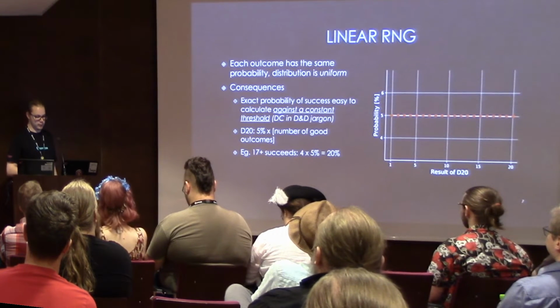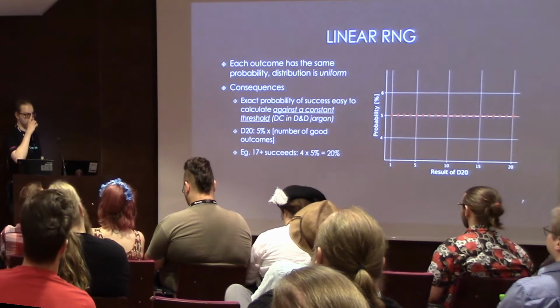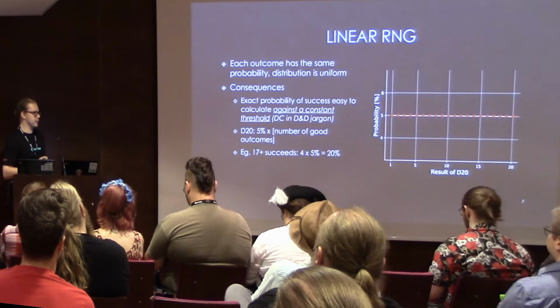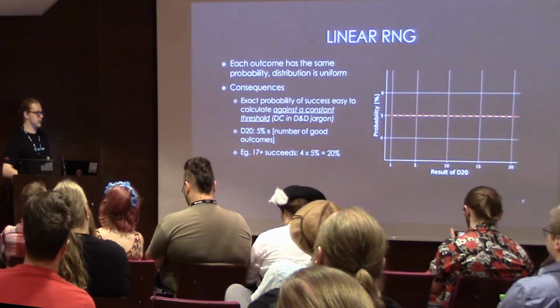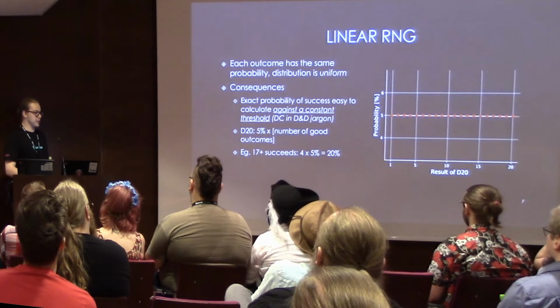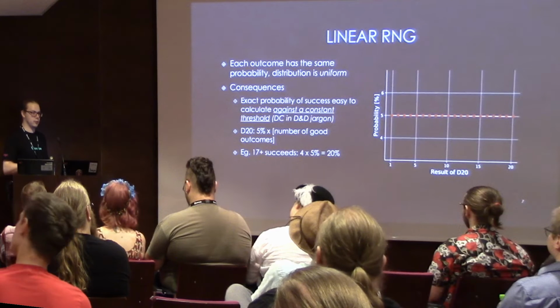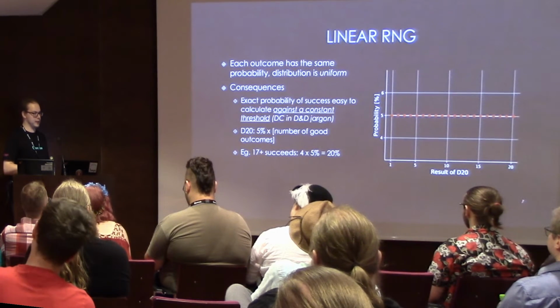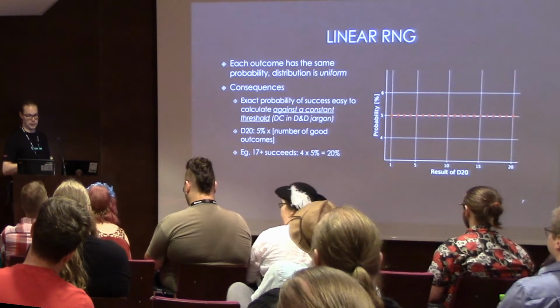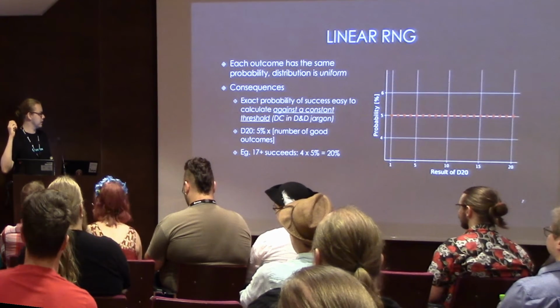Now, it has quite a few nice consequences. And the first consequence is, of course, that it is quite easy to calculate what your exact chances of succeeding are. So in this case, we can simply count the number of outcomes that are good for us and multiply them by 5% in the case of a D20. If you haven't noticed, I'm using a D20 as an example because I do think it's a nice example.